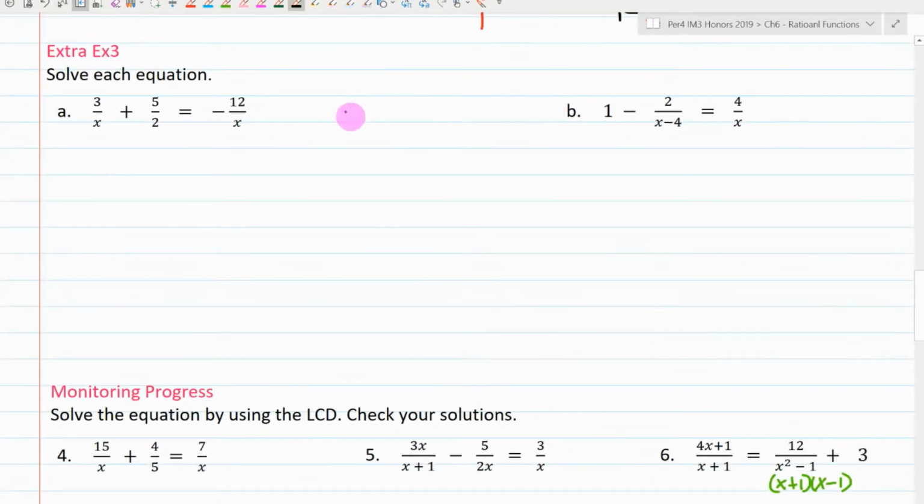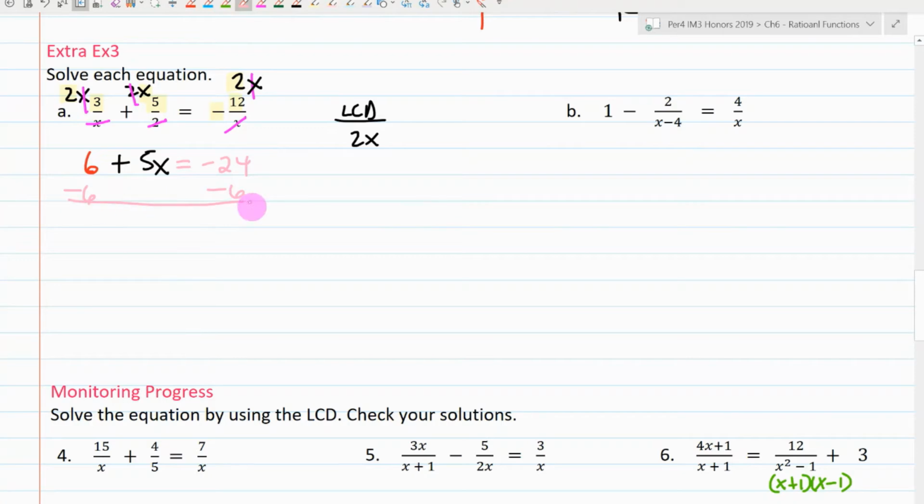All right. So for this one, the LCD is 2x. So I'm going to multiply this by 2x. Cancel the denominators. So the x cancels, the 2 cancels, and the x cancels. What I'm left with here is a 2 and a 3. That's 6. What I'm left with in the second one is a 5 and an x. And what I'm left with in the third one is a negative 12 and a 2. So that's negative 24. And then that's it. So 5x equals negative 30. And that's your answer. The only thing you can't have is 0.